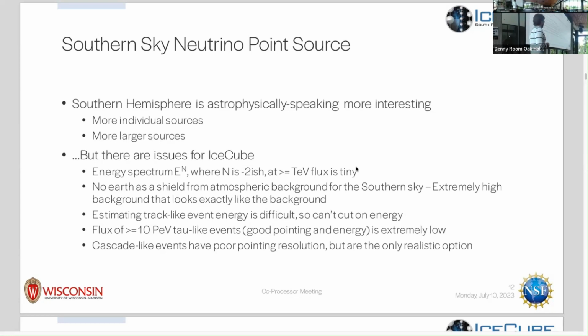And it turns out that you need to make pretty precise cuts to actually deal with this background. It was found that if you want to make energy cuts with these track events, that's not going to be precise enough. So if we want to really look at the southern sky, we're stuck with these cascade-like events, which have a poorer pointing resolution, but we can know the energy much more precisely, and so we can make those cuts that are necessary to really cut down on the background.